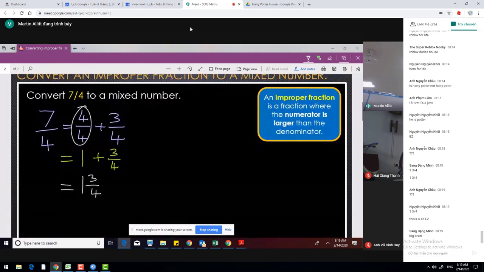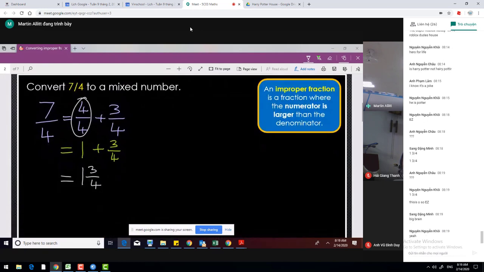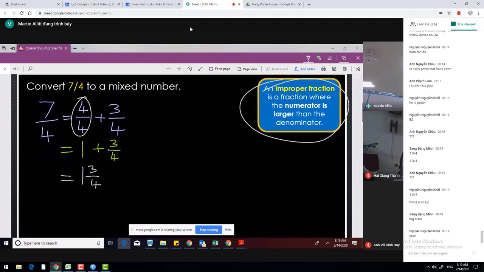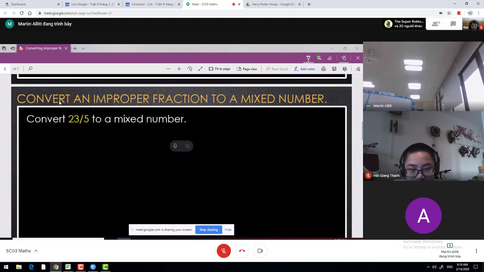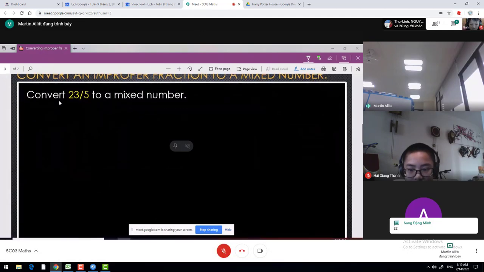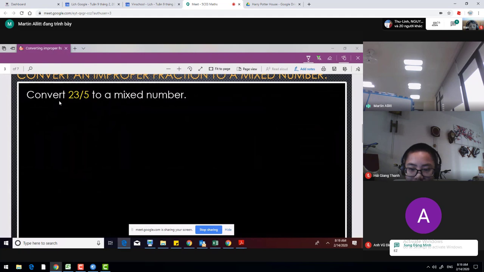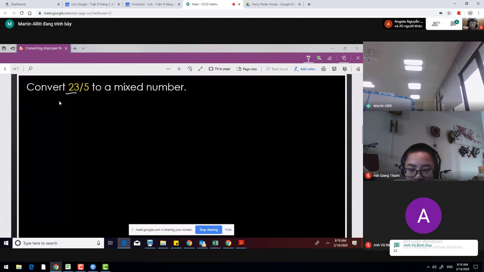All right, so that was a conversion from an improper fraction to a mixed number. Now remember, an improper fraction is a fraction where the numerator is larger than the denominator. Top number is larger than the bottom number. Okay, let's have another one here. Now, this one is a little bit more challenging because now we've got a much bigger number on top. We've got a much larger improper fraction. Again, we need to convert our improper fraction to a mixed number. So let's have a go at that.